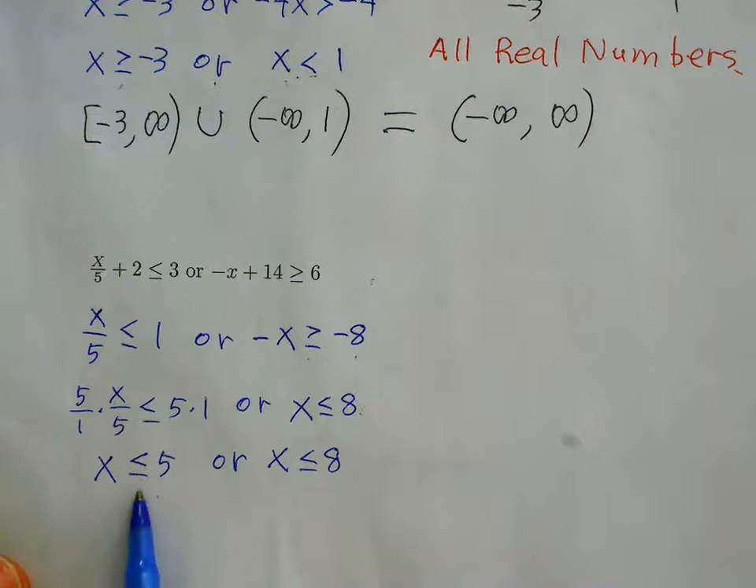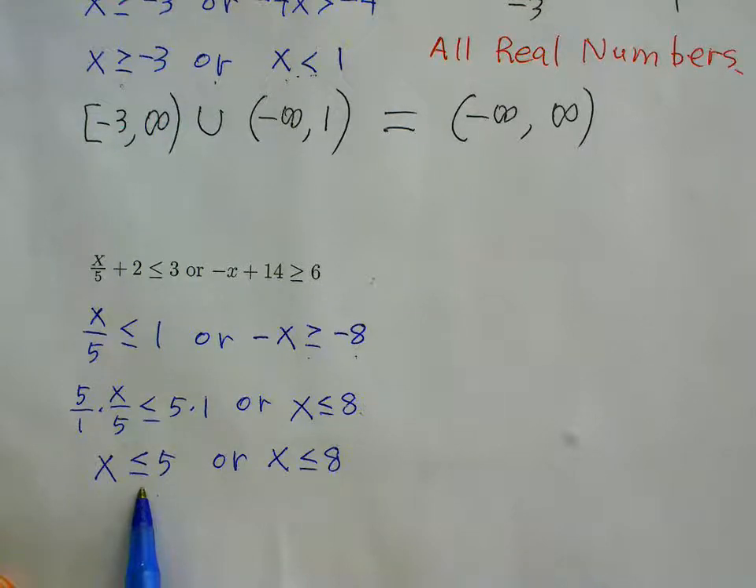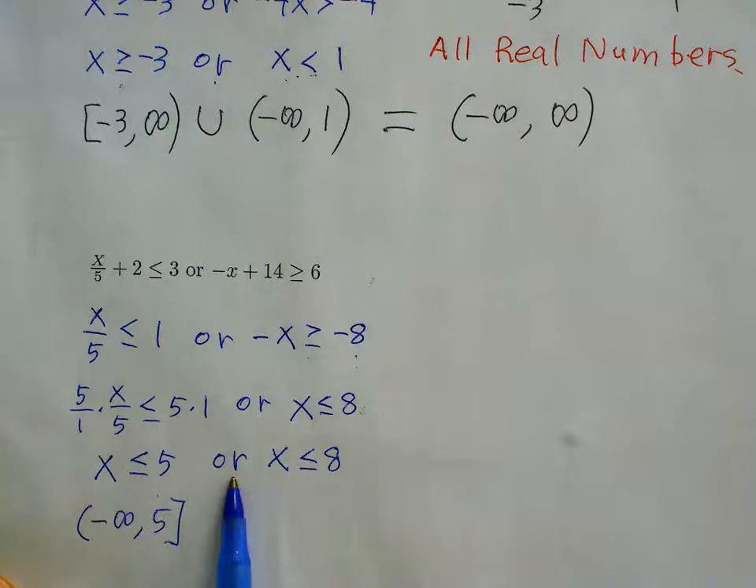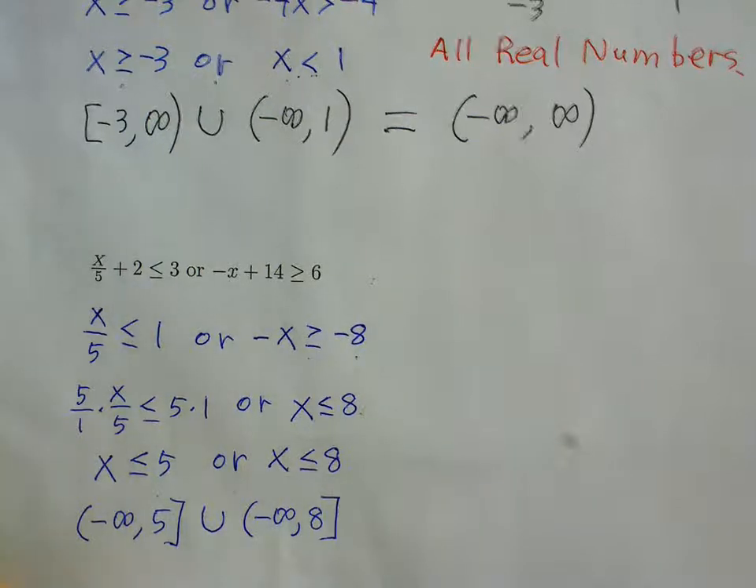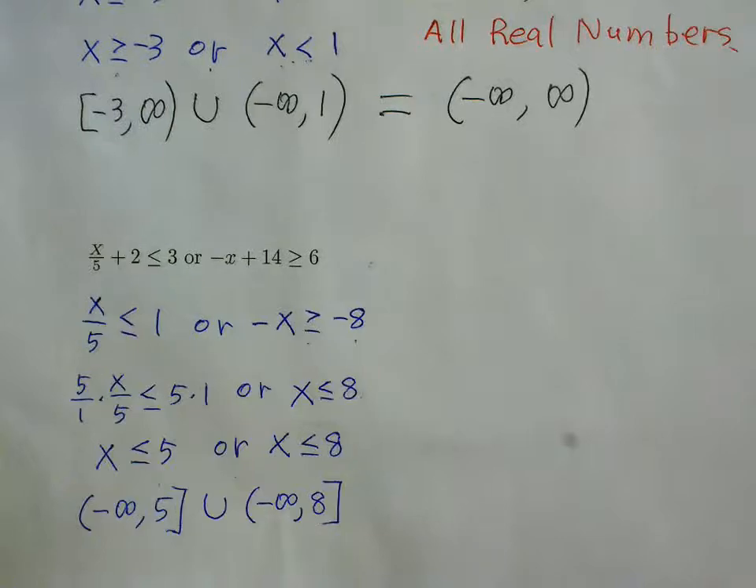The interval notation: if x is less than or equal to 5, it's parenthesis, -infinity, comma, 5 bracket. We use the union symbol for the word or. x is less than or equal to 8, that's parenthesis, -infinity, comma, 8 bracket. So are we done? Do we have the most simplified algebraic notation and the most simplified interval notation? No, we can simplify further.